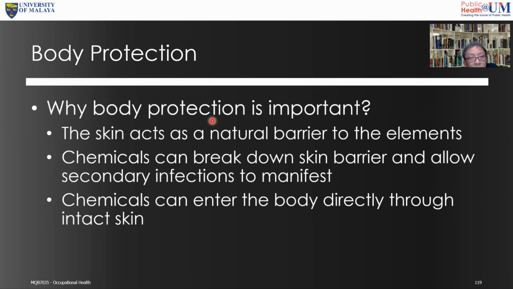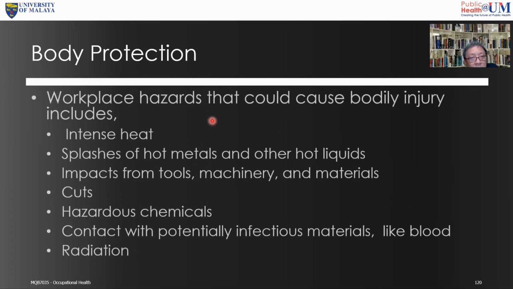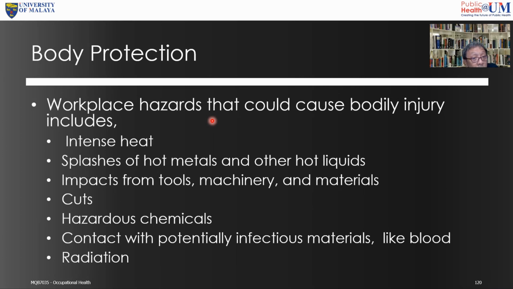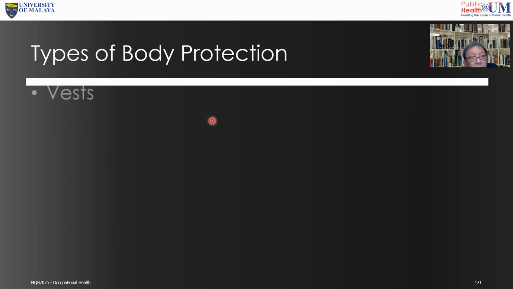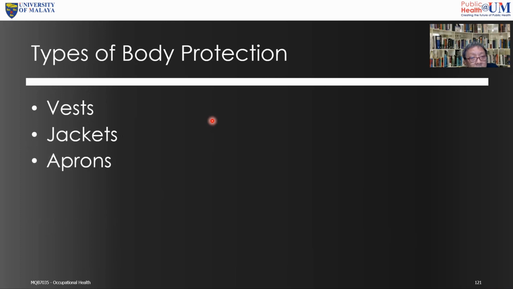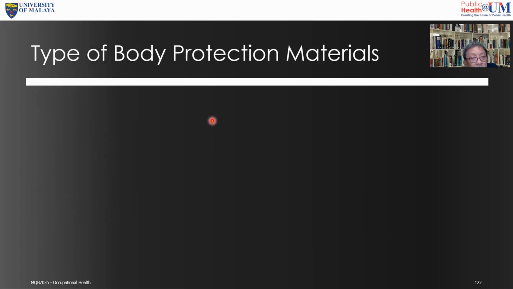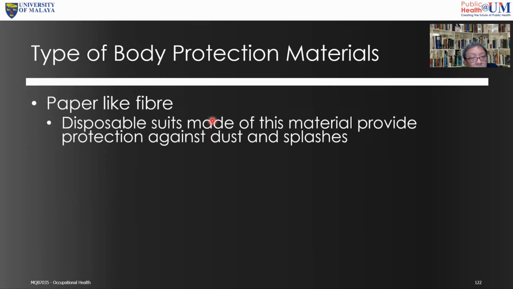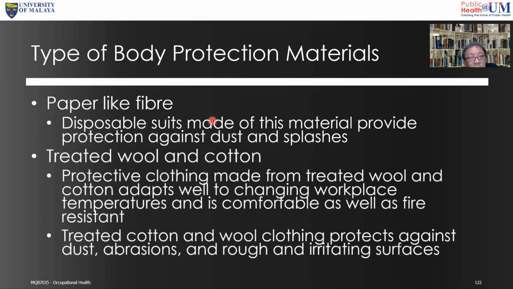Okay. Final one is body protection. Same here, body protection depends on the chemical you use, depends on what you are protecting against, whether it's heat, splash, cut, hazardous chemical, or radiation. So it can be any of these: overall, coverall, paper, light fiber, disposable suits made of material protecting against dust and splashes, treated wool and cotton. Protective clothing made from treated wool, cotton, adapts well to changing work environment temperature.